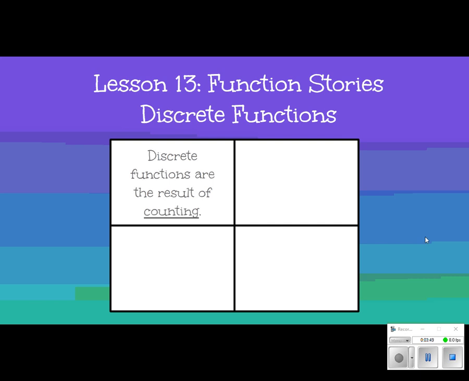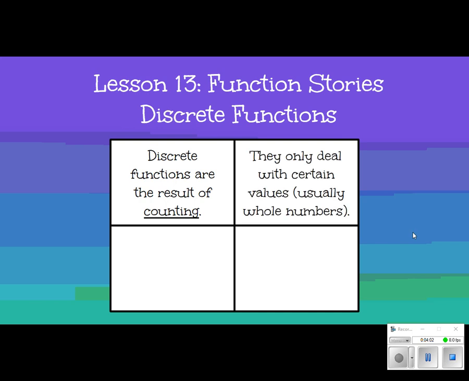Now, discrete functions are the result of something that is counted. So we are counting things when we're dealing with discrete functions. What that means is that we're only going to deal with certain values. We're just counting things out. You can use decimals, right? 1, 2, 2.5, 3. You can do that kind of stuff. But you're not going to count every single number in between 2 and 3. So we're usually dealing with whole numbers. There are a few exceptions to that, but most of the time it's whole numbers.